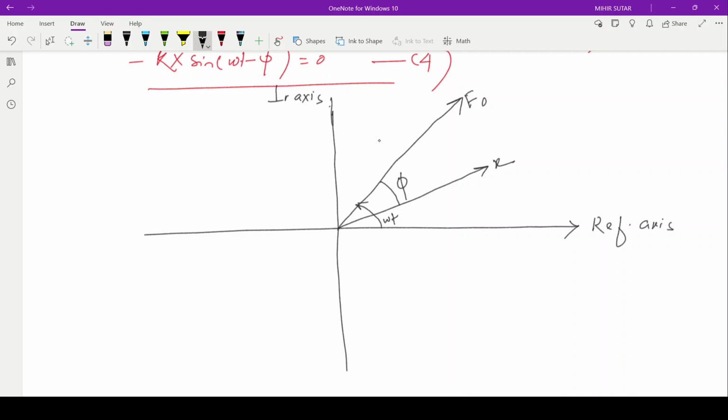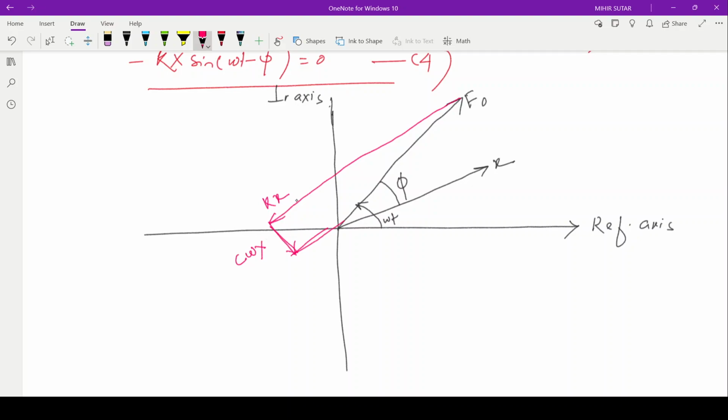Then you draw a line parallel to x. Let me change the color. Draw a line parallel to the displacement. So this will give you this vector. From here to here will give you your kx, and this vector will be your c omega x.